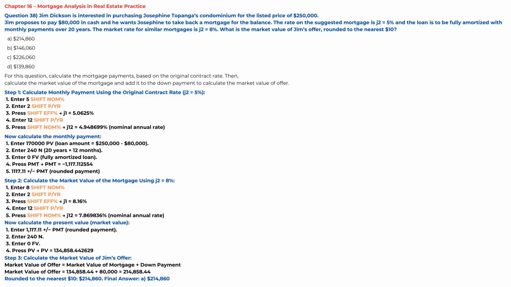Then, calculate the market value of the mortgage and add it to the down payment to calculate the market value of the offer. Step 1. Calculate monthly payment using the original contract rate, J2 equals 5%. Enter 5, Shift NOM. Enter 2, Shift PYR. Press Shift Effective, calculator stores J1 equals 5.0625%. Enter 12, Shift PYR. Press Shift NOM, J12 equals 4.948699%, nominal annual rate.